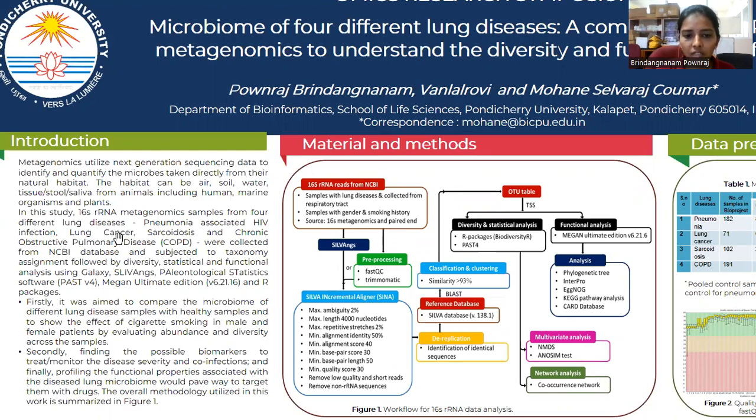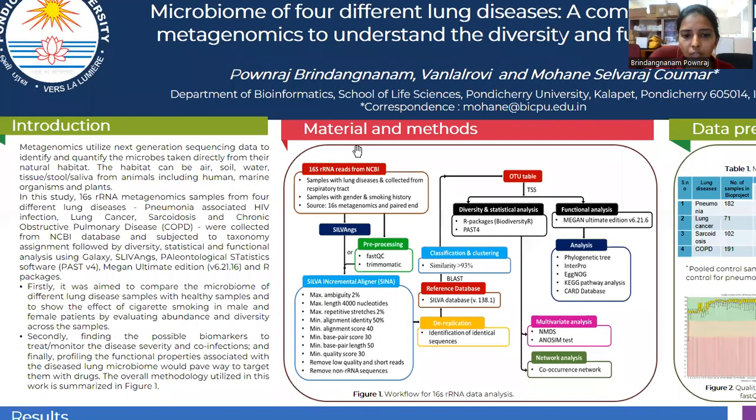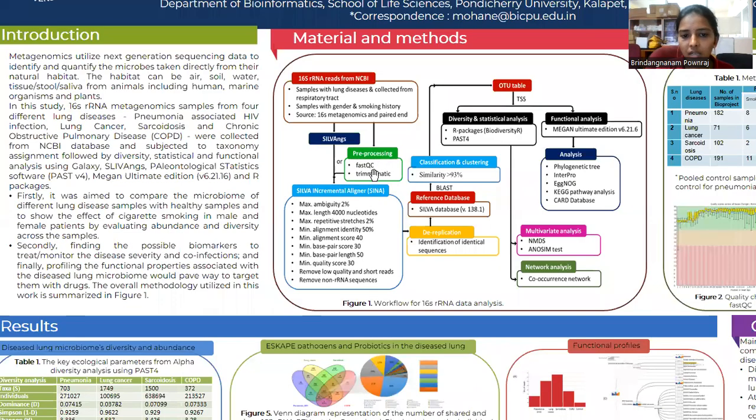Then after collecting the samples, we went for pre-processing using the Galaxy FastQC and Trimmomatic tools. We also used SILVAngs, the inbuilt SILVA Incremental Aligner. Then after pre-processing, the filtered sequences were subjected to dereplication. The dereplicated sequences were mapped against the SILVA database with a similarity of 93%.